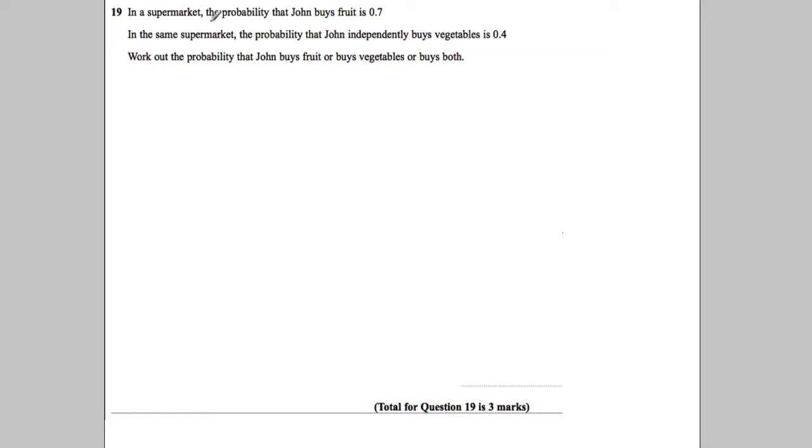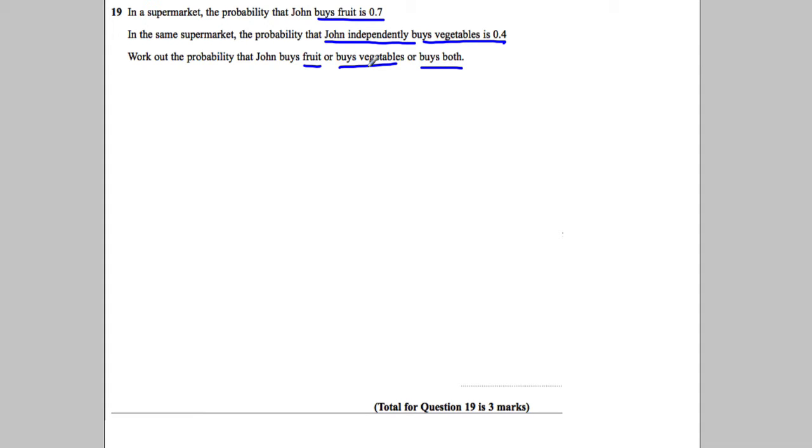Question 19. In a supermarket, the probability John buys fruit is 0.7. In the same supermarket, the probability John independently, now that means it's got nothing to do with his previous purchase of fruit, this is totally separate, the fact that he buys vegetables is 0.4. Work out the probability John buys fruit or buys vegetables or buys both.